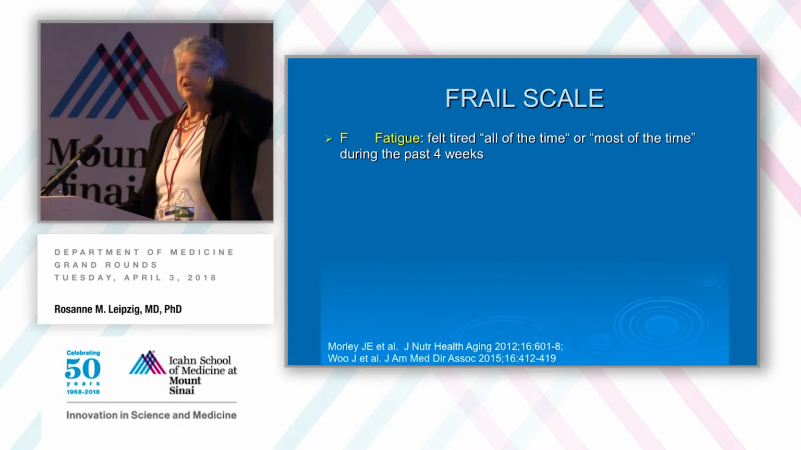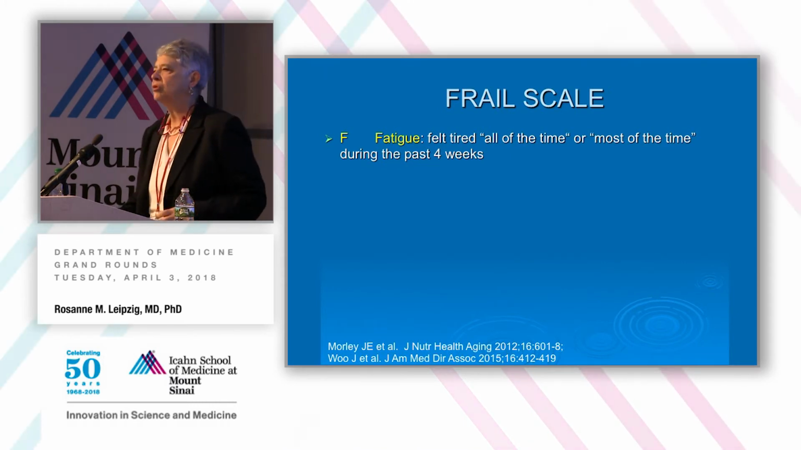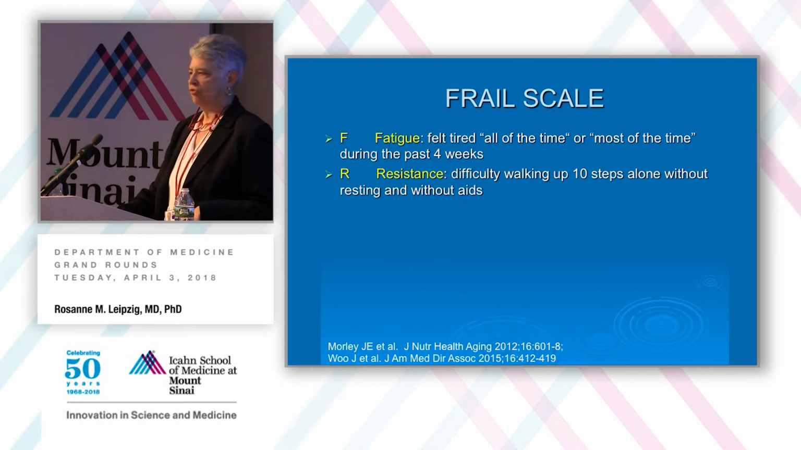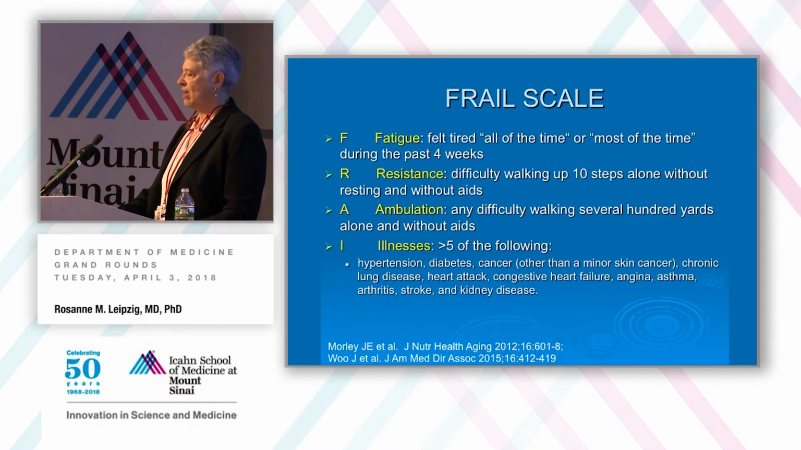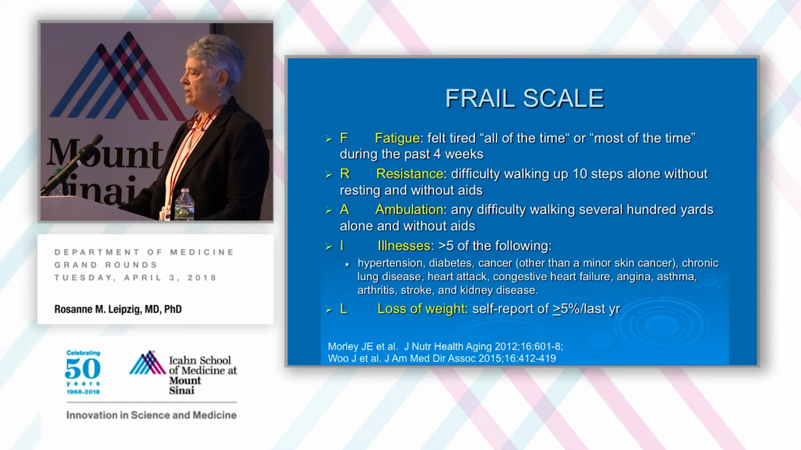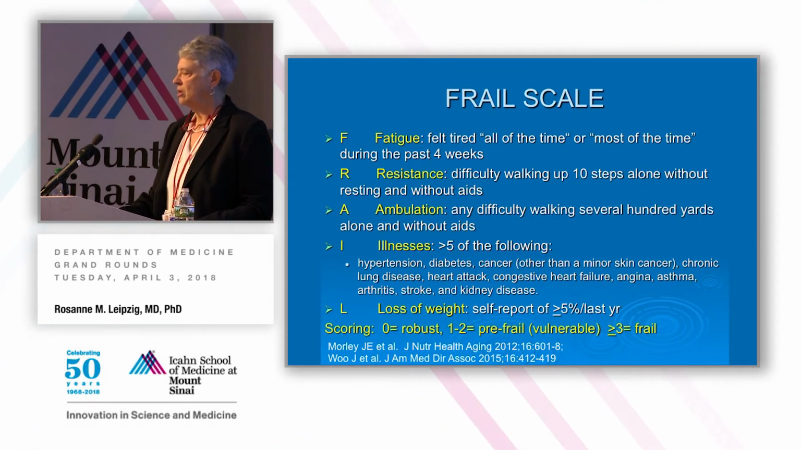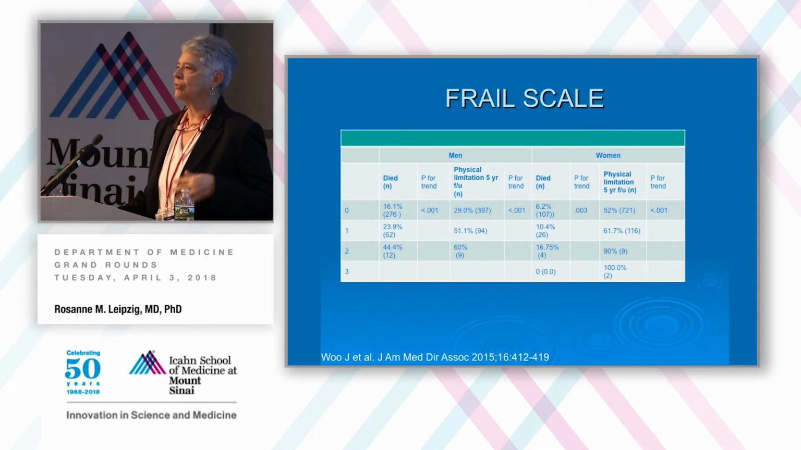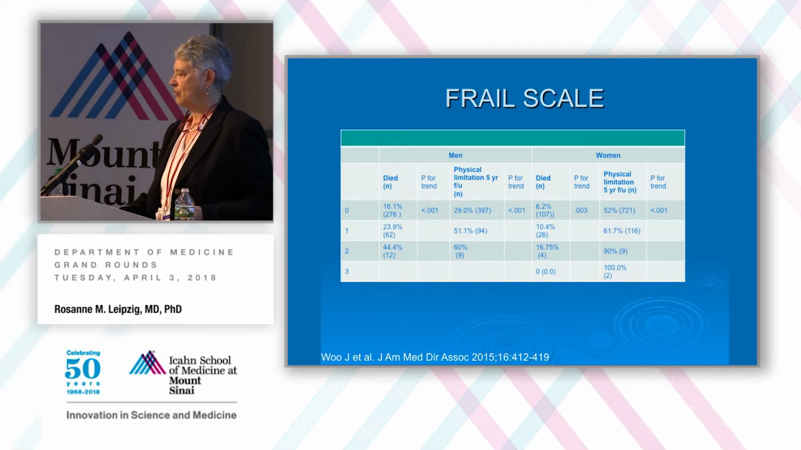You don't need to know where they fit on a sex and age type of scale. F is for fatigue. I felt tired all of the time or most of the time during the past month. Resistance, difficulty walking up 10 steps alone without resting and without aids. Ambulation, any difficulty walking several hundred yards alone and without aids. Illnesses, 5 or more of the following. And loss of weight. And this is a self-report of 5% or more over the past year. And you have robust, pre-frail, and frail again. And this is, again, showing you a very similar slide to the one for Dr. Fried's frailty index, with the numbers of people who die, who get physical limitations in 5 years, increasing based on their frailty for both men and women. Okay?